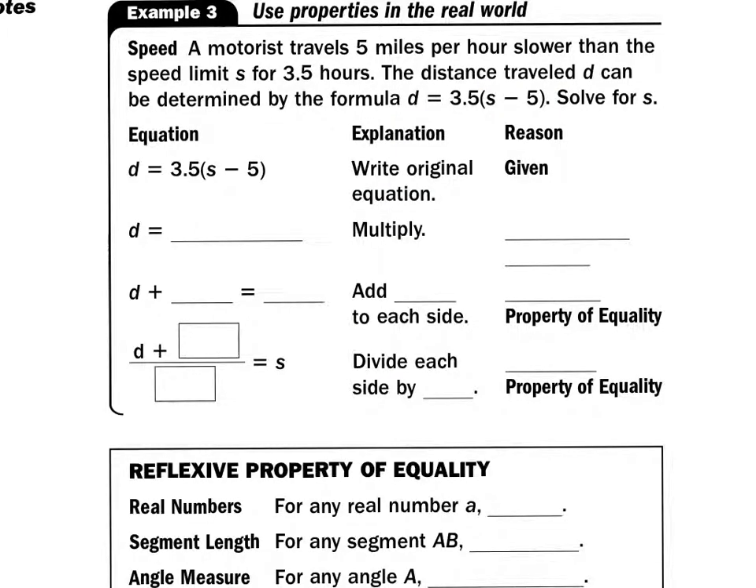Use properties in the real world. Speed. A motorist drives 5 miles per hour slower than the speed limit S for 3.5 hours. The distance traveled can be determined by the formula distance equals 3.5 times the quantity S minus 5. Now solve for S. Okay, first we write the given: D equals 3.5 times S minus 5. Now what property do we need to use to start solving this algebraically? Right, we need to use the distributive property.